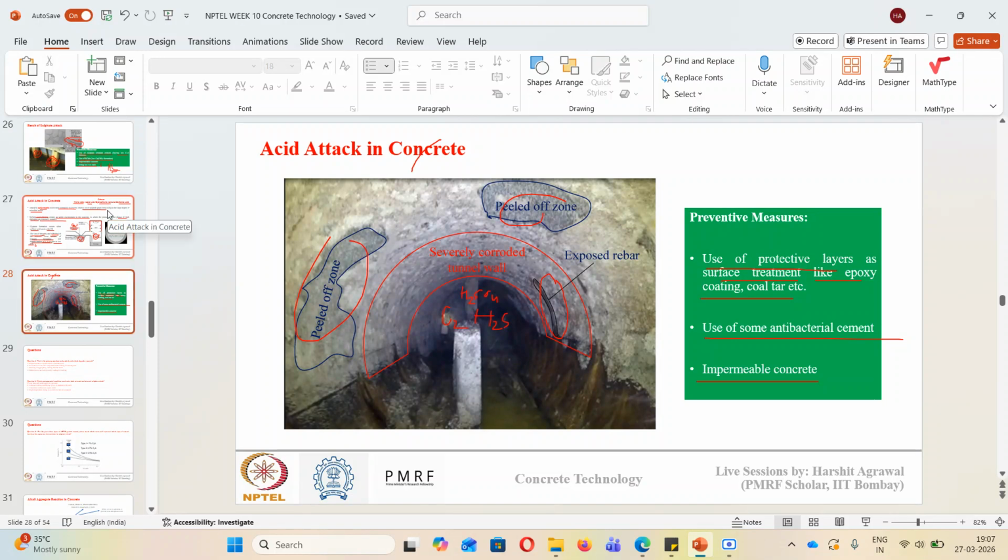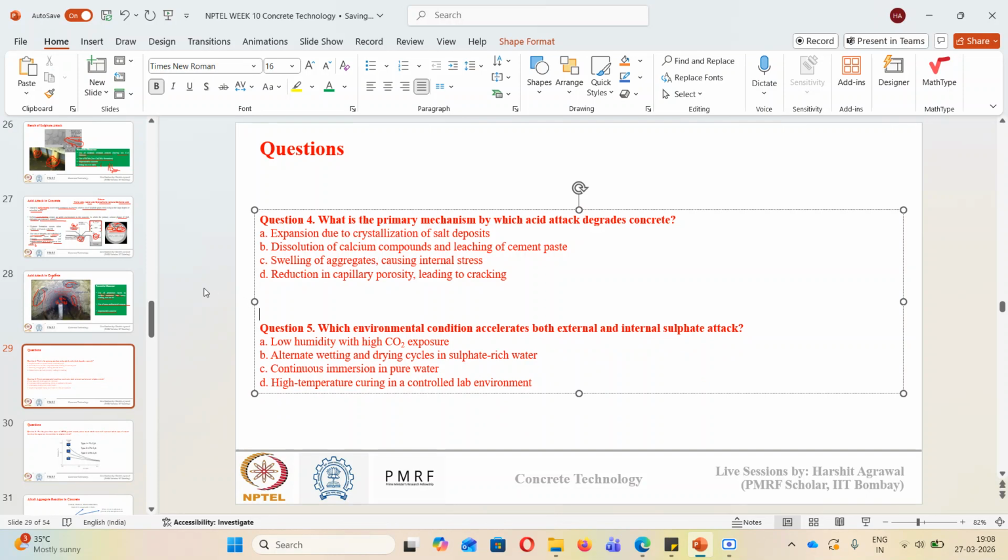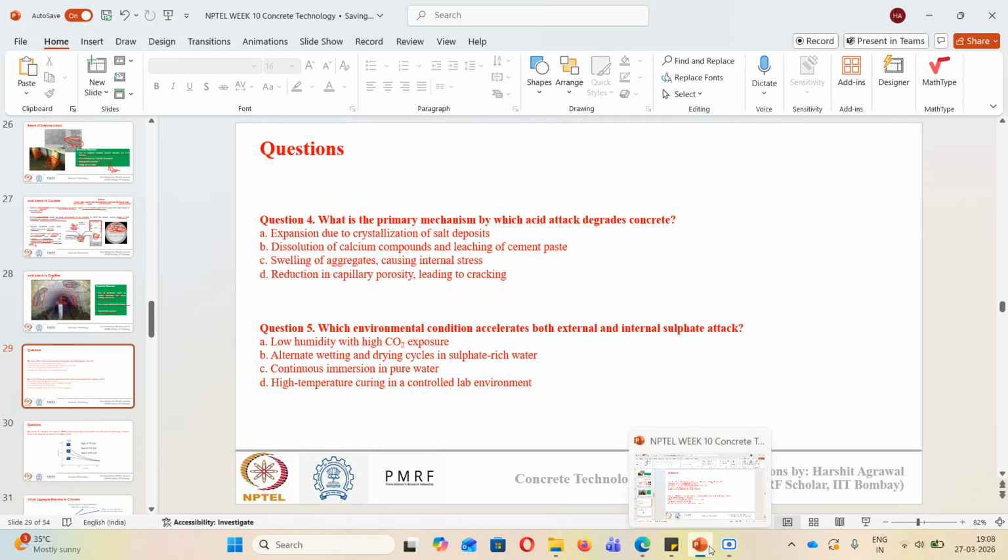Okay, so this is acid attack. Now, try to answer these questions, and in the meantime, if you have any doubt regarding acid attack or sulfate attack, you can ask. Question number 4 is, what is the primary mechanism by which acid attack degrades the concrete? Based on our discussion right now, can anyone tell me the answer?